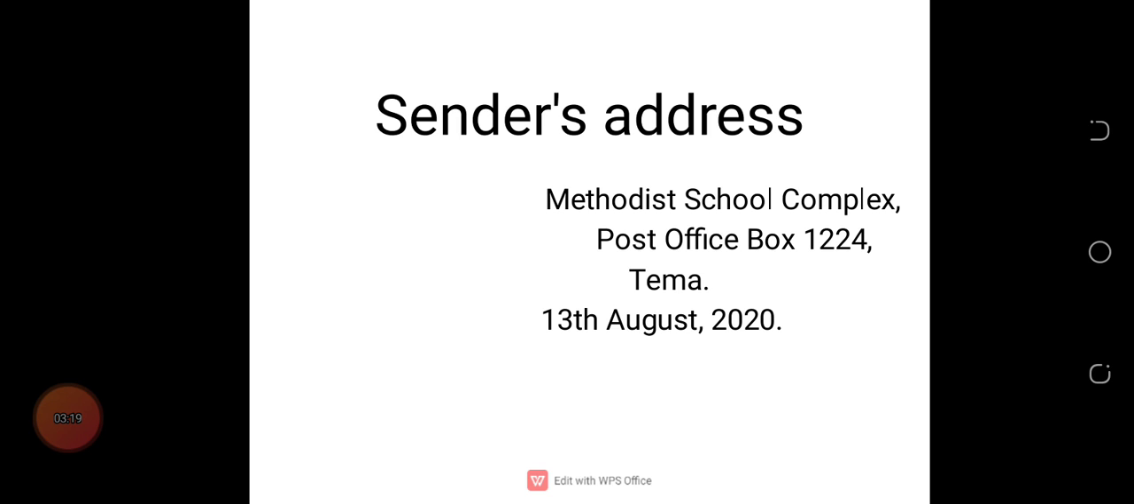You also observe that we have punctuation marks. We have decided to punctuate, so we are punctuating throughout. We punctuate the Methodist School Complex using a comma, Post Office Box 1224, comma, Tema. Then we put a full stop. Then 13th August, comma, 2020, full stop.